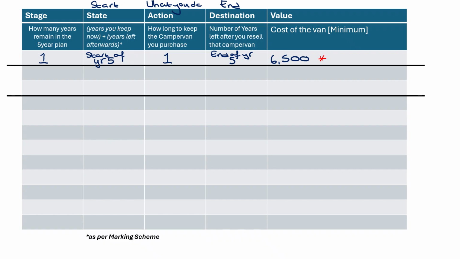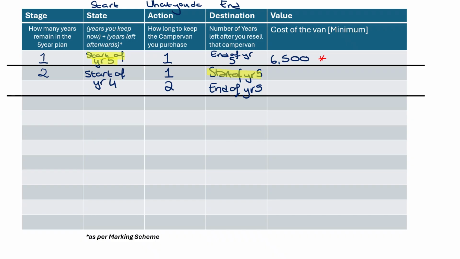So then for stage 2, when there's 2 years going, we're now at the start of year 4, so that's year 4 and year 5 left. And my actions are I can either buy one and keep it for 2 years or buy it and keep it for 1 year. 1 year brings me up to the start of year 5, and 2 brings me to the end of year 5. What that means is I can now connect my start of year 5 with this start of year 5.